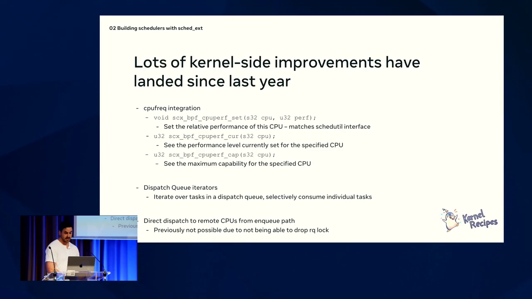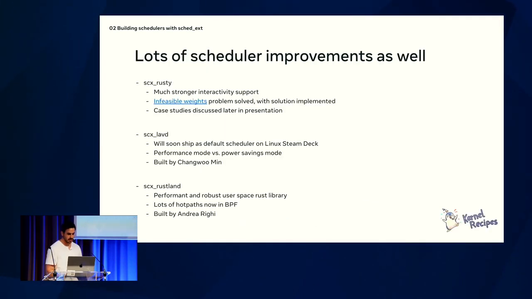Some other nifty stuff, you can iterate now over dispatch queues. Also discussed last year, but as a very quick overview, a dispatch queue is just a data structure that the kernel provides to these schedulers that is basically a FIFO queue or a vtime queue for scheduling tasks. You can now iterate over them and select which tasks you want to run. And then you can do other stuff that's kind of an implementation detail like direct dispatch, which again, I won't go into too much today.